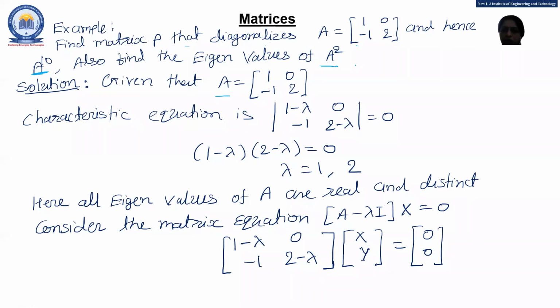For the characteristic equation, as you all know, the determinant of A minus lambda I equals 0. It means here 1 minus lambda, 0, minus 1, 2 minus lambda equals 0. After simplification, the eigenvalues are 1 and 2. Here, all eigenvalues of A are real and distinct. Okay, so consider the matrix equation A minus lambda I times x equals 0. We are doing this for finding the eigenvector.